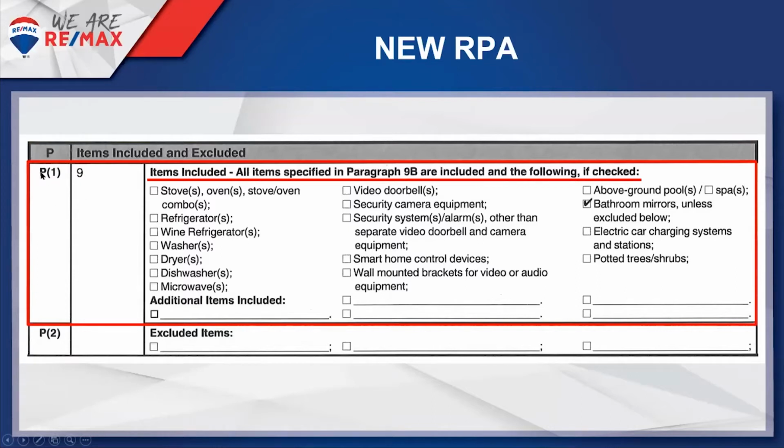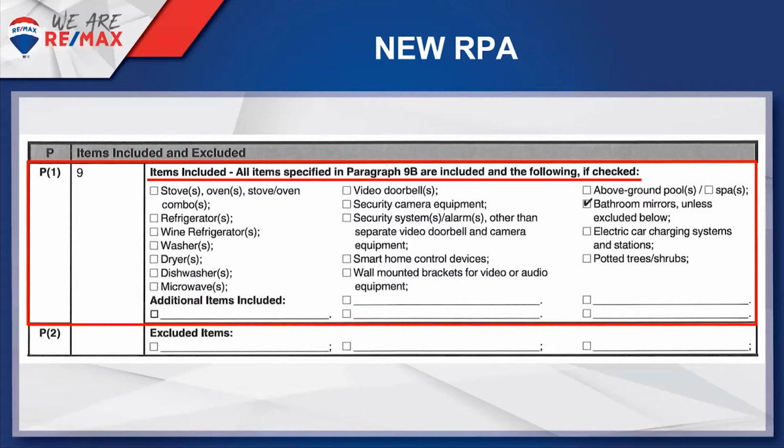P3P, paragraph 3P1, lists a lot of items that are included if they're checked. That's not the entire list of everything that's included. Paragraph 9B also has items listed in it that are included. And those items, most of you are fairly familiar with them.